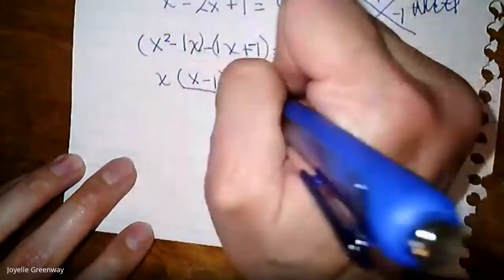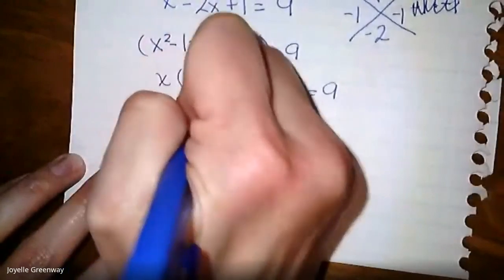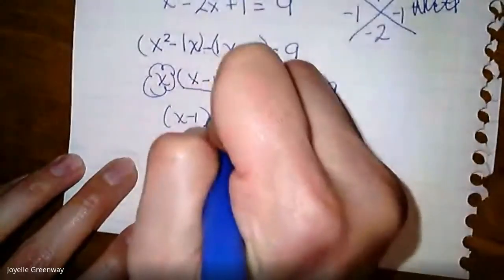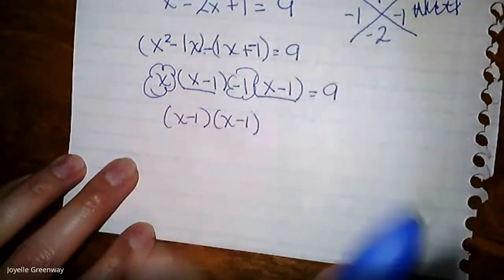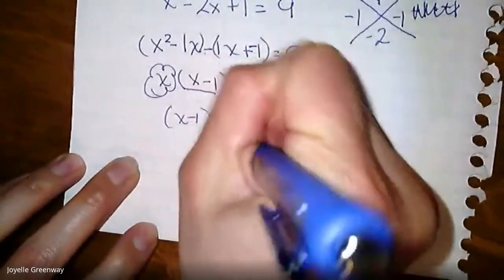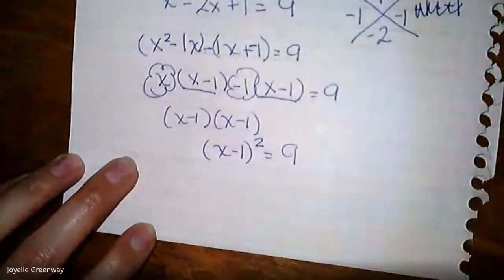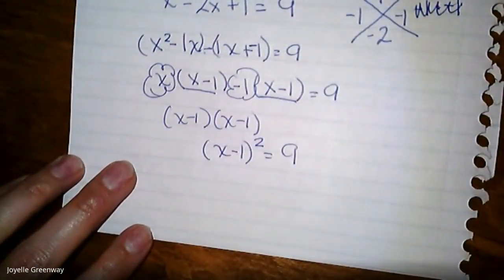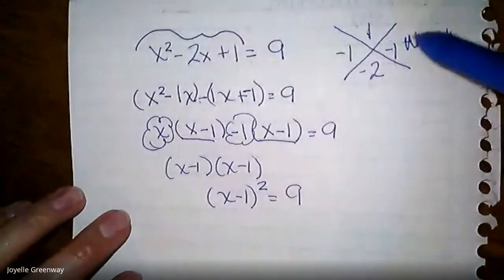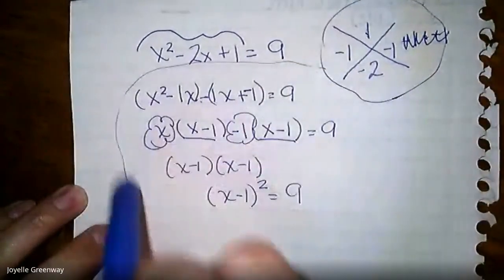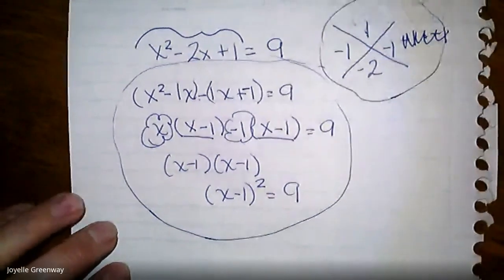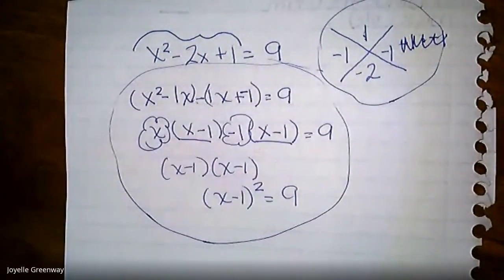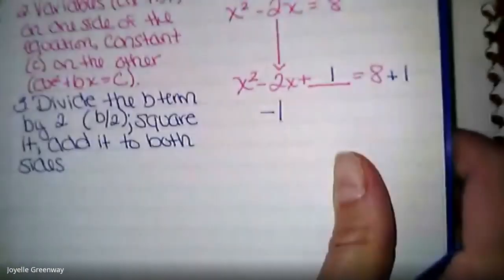So my two factors, my two binomials, are x minus 1, right here, and then x minus 1. They are the same thing. So therefore, I can write it as x minus 1 quantity squared equals 9. So instead of going through this whole process here with completing the square, I teach my students a shortcut. And this is why the shortcut works. Okay? So back to our notes.